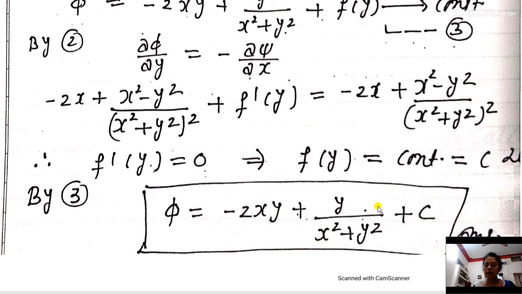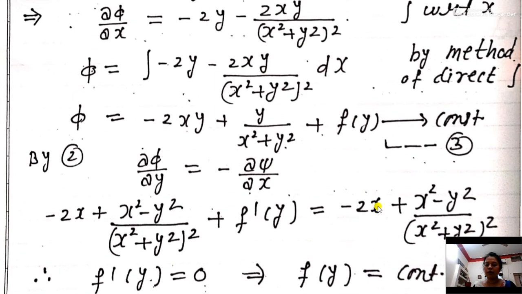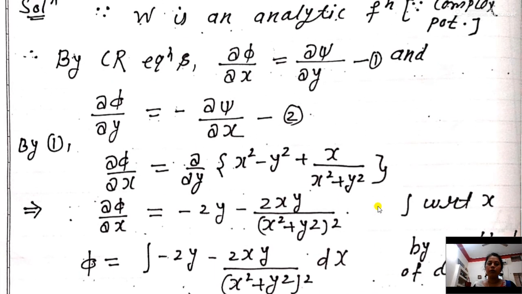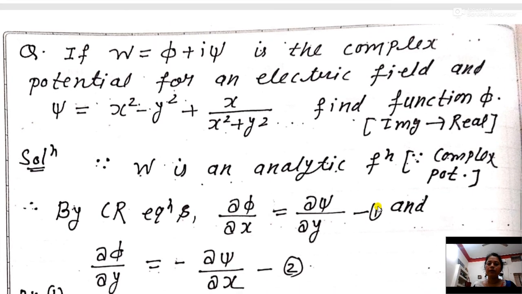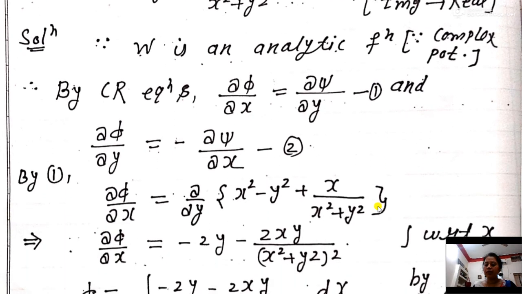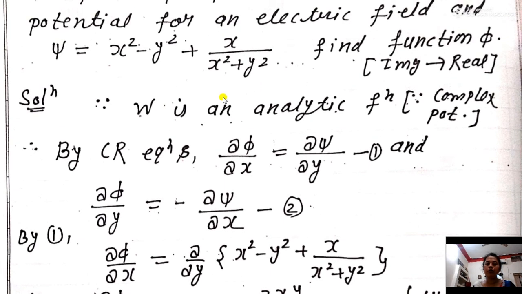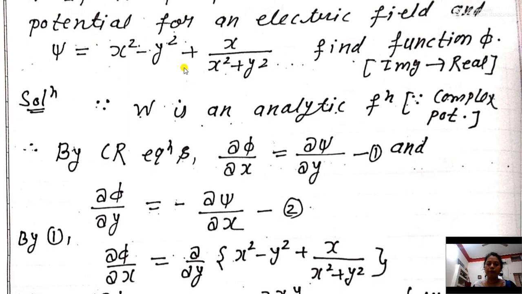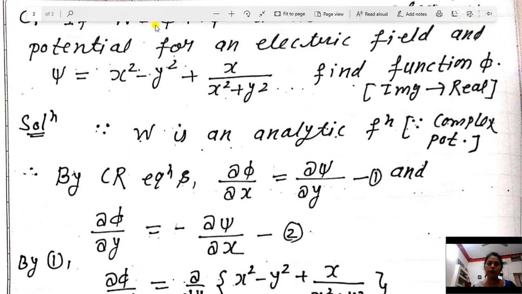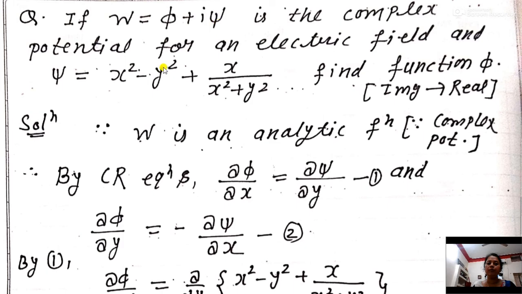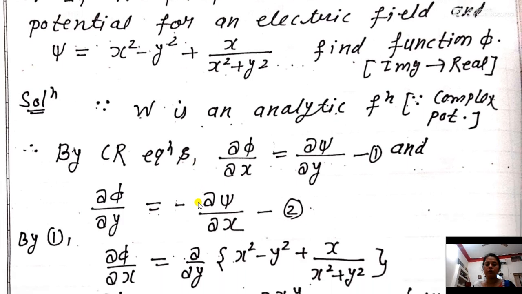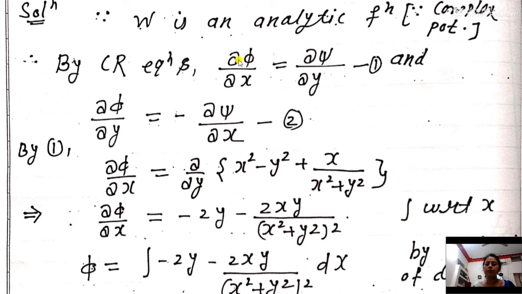Let's recall the question. How can we use CR equations to find real part from imaginary or imaginary part from real? Since we have our imaginary part and we have to find out the real part. This is the imaginary part. The function w is equal to phi plus i psi. So we have that psi. We first use our CR equation 1, which is del phi by del x is equal to del psi by del y. Since we have the value of psi, we put this value and we partially differentiate this with respect to y, which gives the value of del phi by del x.